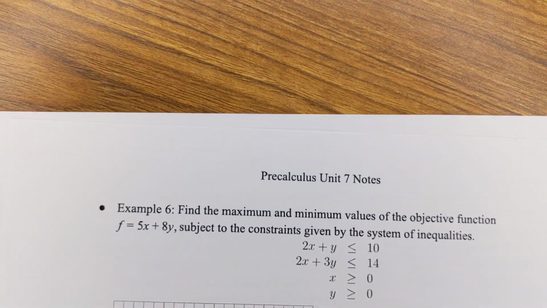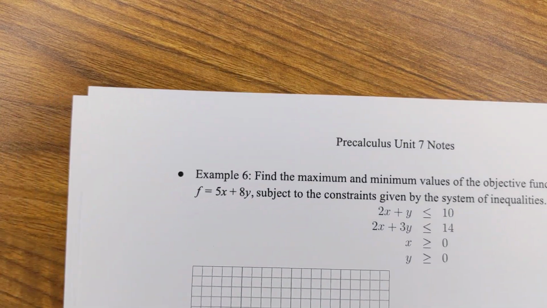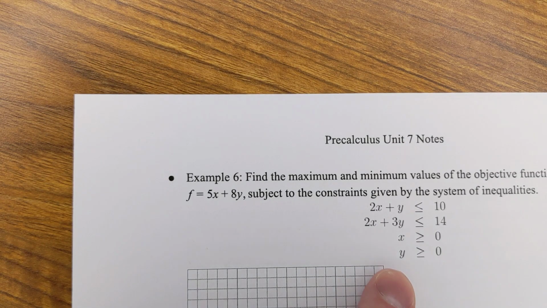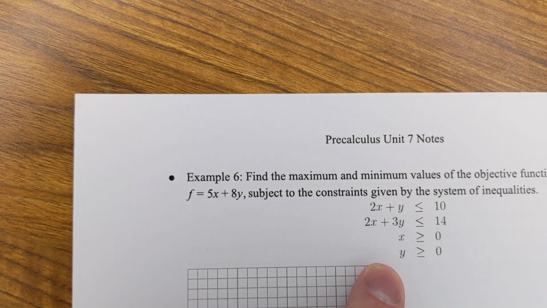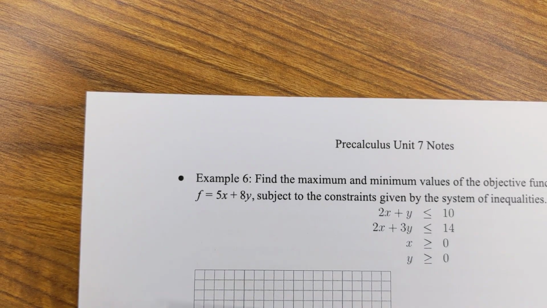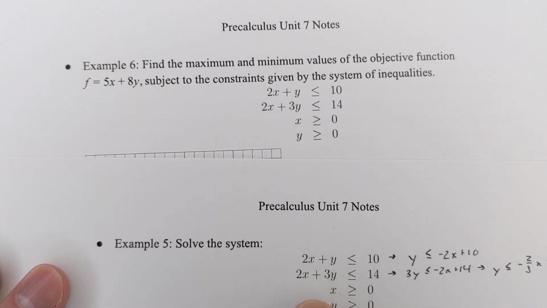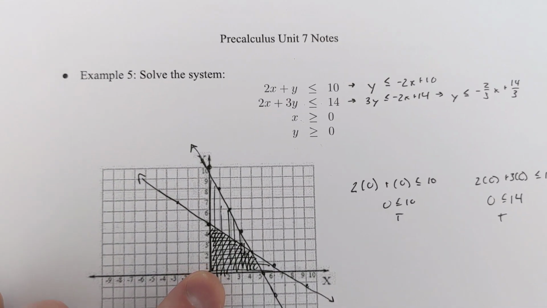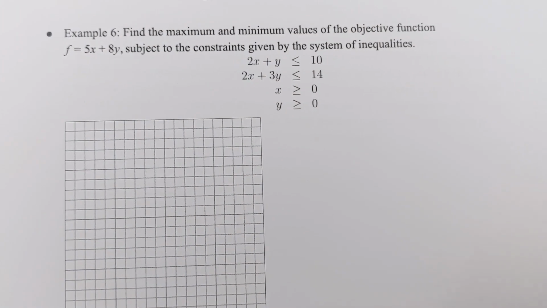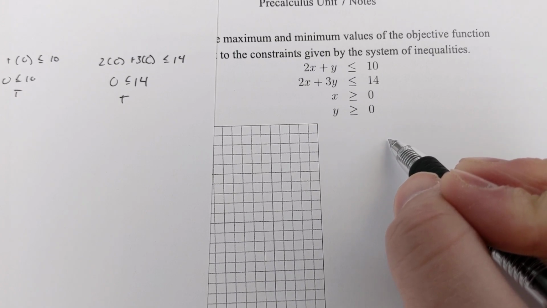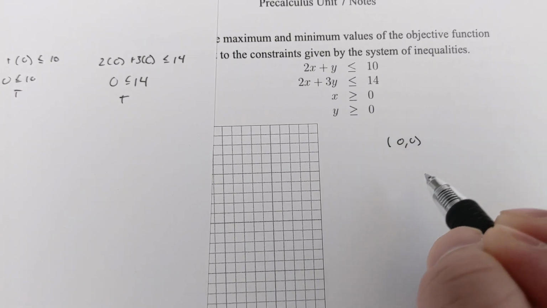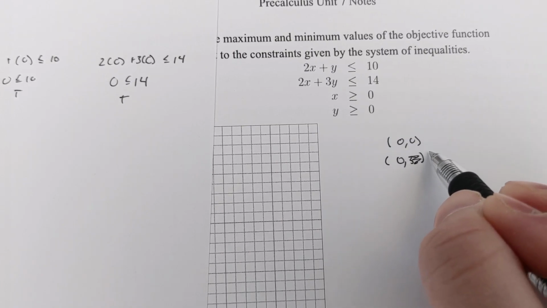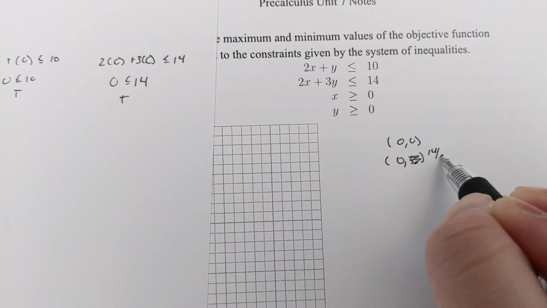Okay, so example 6 here says, find the maximum and minimum values of the objective function 5x plus 8y subject to the constraints. So this was actually the same region we had before, I believe. 2x plus y, 2x plus 3y. Okay, so I'm going to cheat. I'm just going to pull the vertices off of this. So the 4 vertices occur at 0, 0 had a corner. There was a corner at 0, comma 5. Actually not. It was 0, comma 14 thirds.